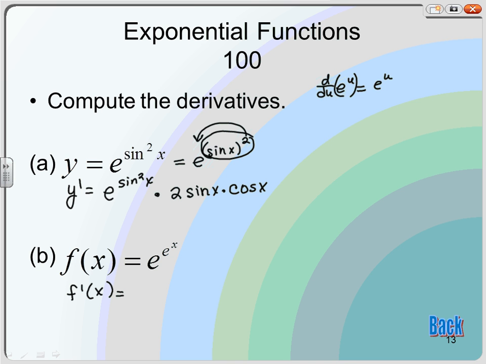Okay, f prime of x, part b, is going to be e raised to the e to the x, so the same thing, but then we always multiply by the derivative of that power. So the derivative of e to the x is just e to the x. Okay, that's it.